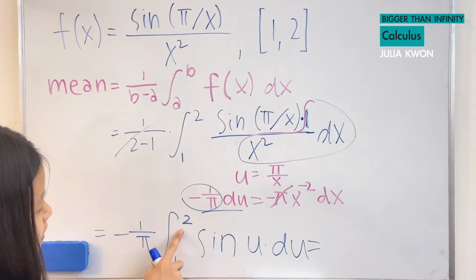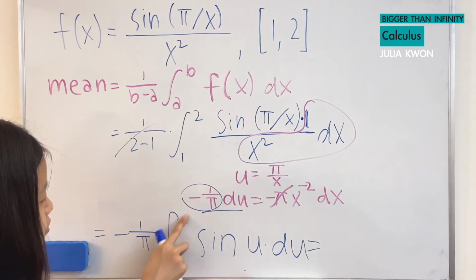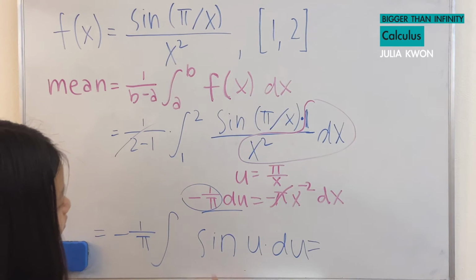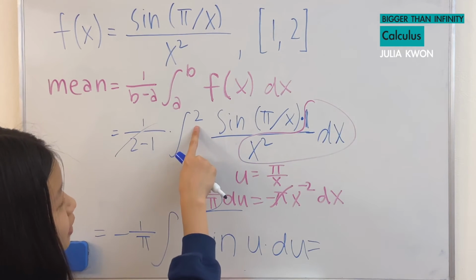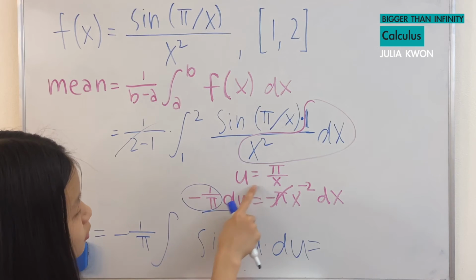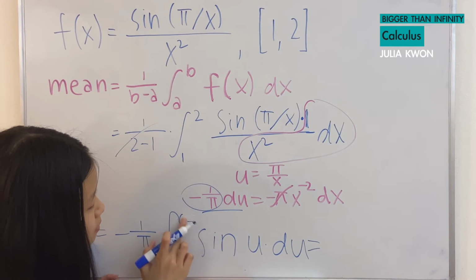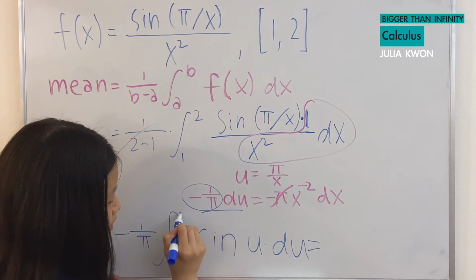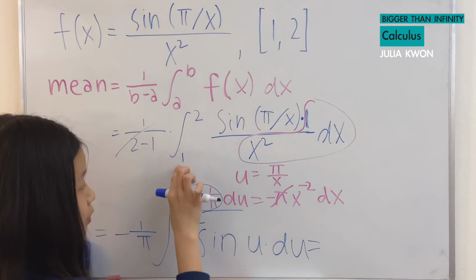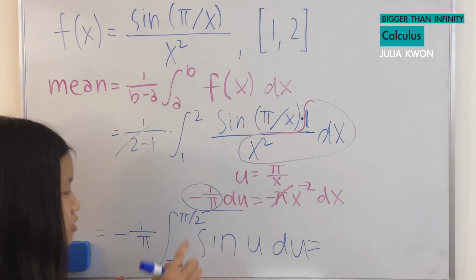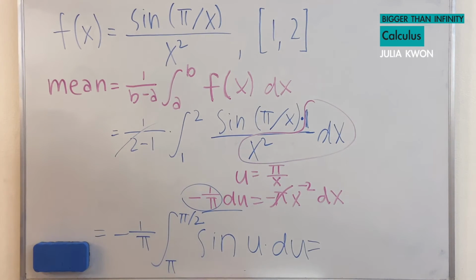We have to change the limits so that we would have new bounds, and we wouldn't have to substitute the u back in after we integrate it. So if we put x equal to 2 here, we would have u equal to pi divided by 2. And if we put in 1 for x, we would have u equal to pi. So these two are our new limits.